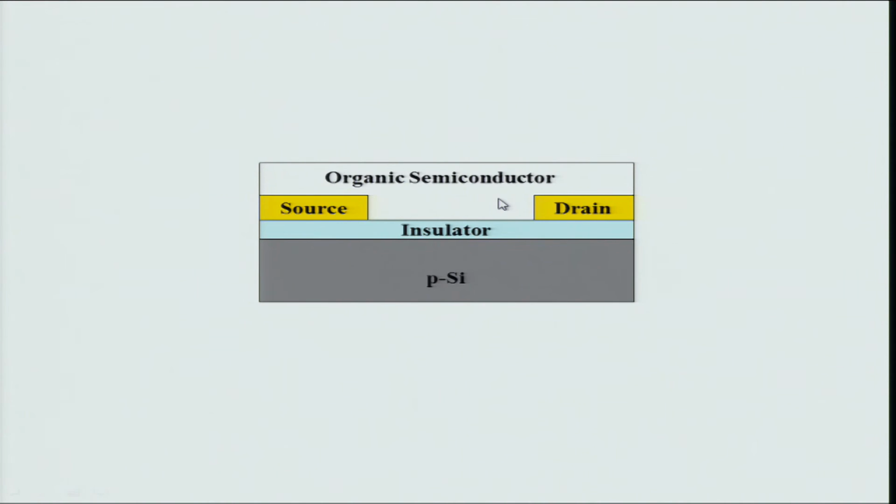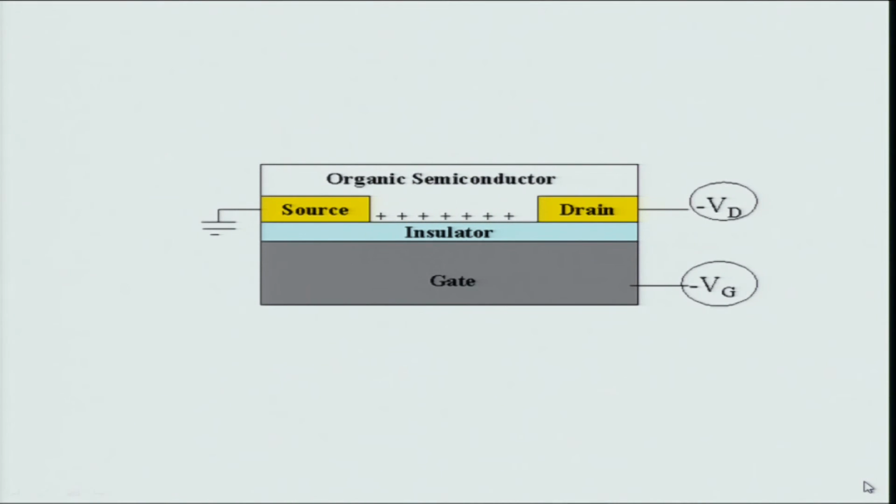Now, if I want to make the source at the ground and apply a gate voltage, then what will happen is, with respect to the source, there is a voltage applied here, there will be some carriers which will be injected into the semiconductor, and because of a negative gate voltage, they will start getting accumulated at this interface. Now, if I apply a drain voltage, these carriers will start moving and I will have a drain current, and this is how an organic thin film transistor will work.